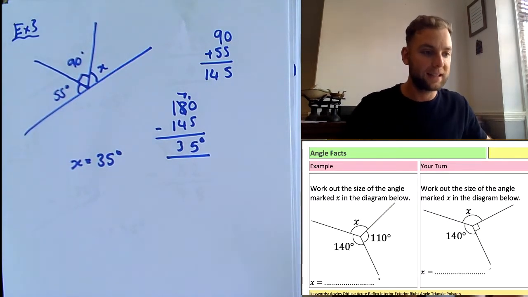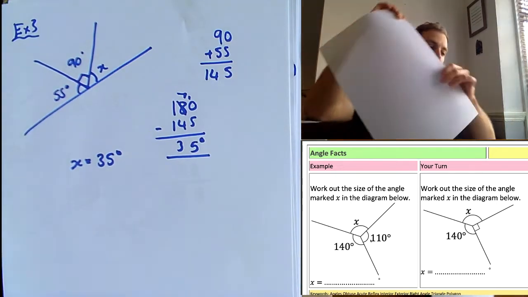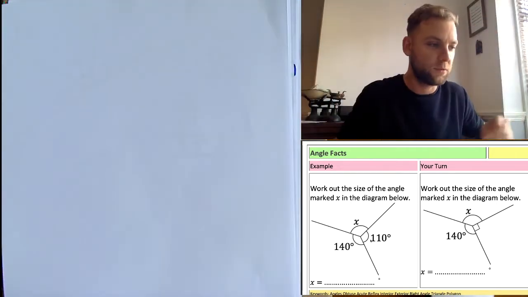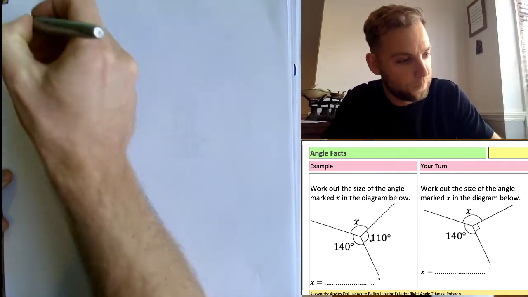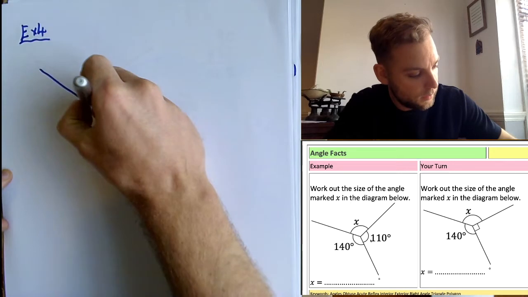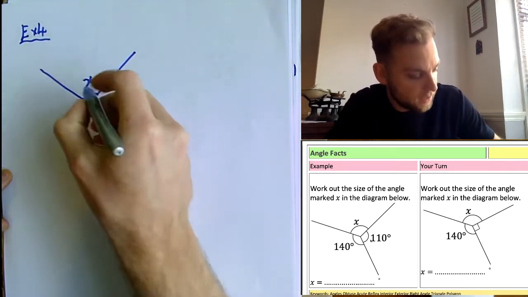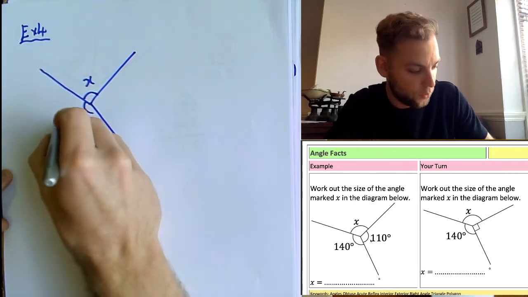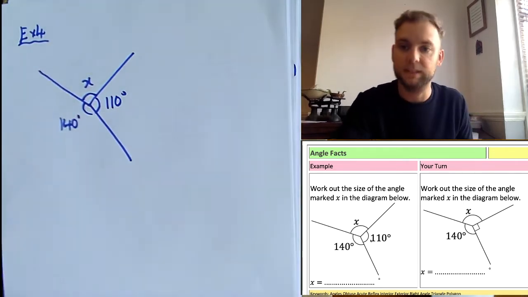So I know that x plus 140 plus 110 is equal to 360. So I do want you to get this down in your book. This one here is example 4. So we know that this one here is x. We know that this one here is equal to 140 degrees. And we know that this one here is 110 degrees.